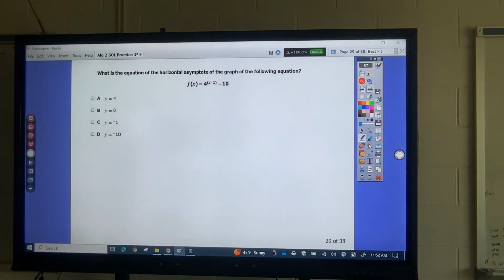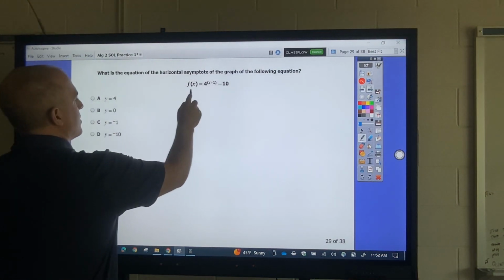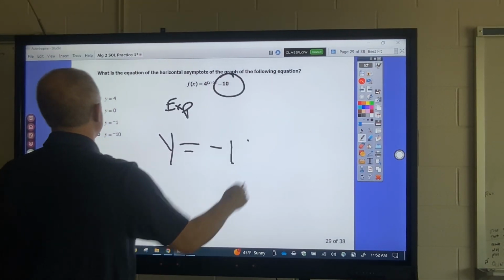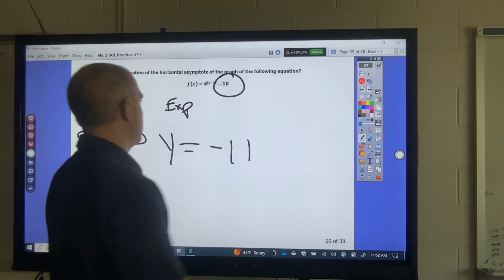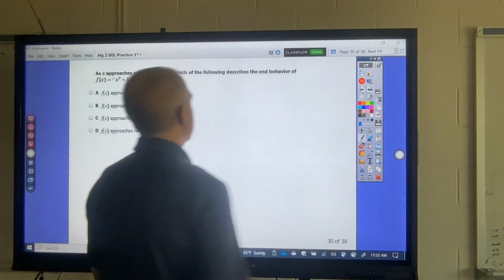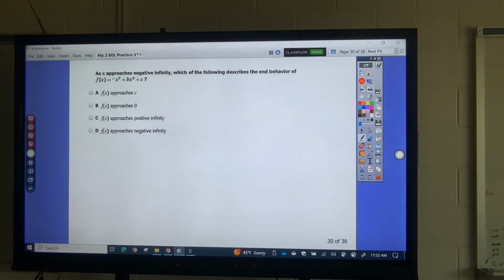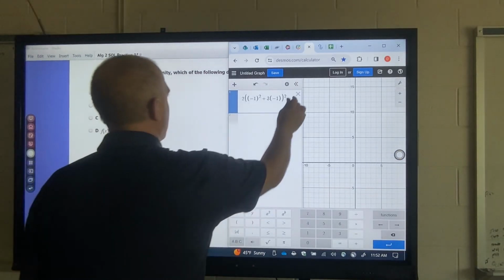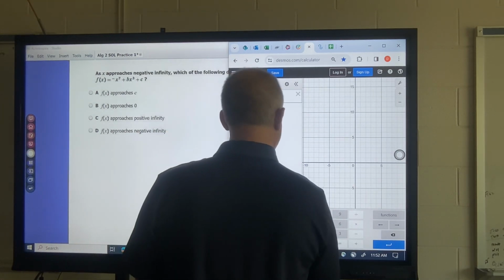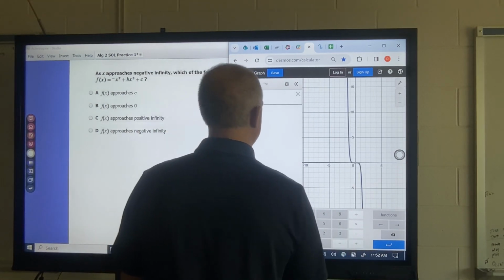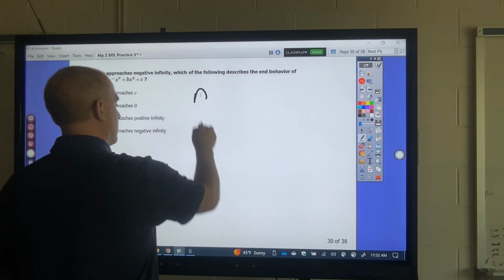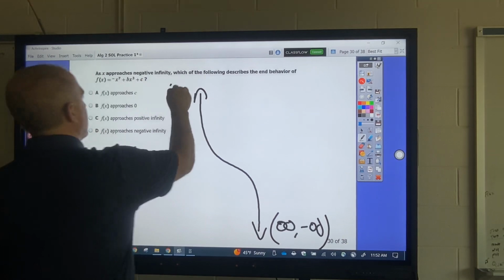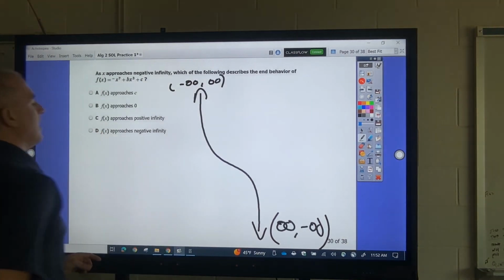Okay, what is the horizontal asymptote? Well, what we know is from an exponential, it's y equals whatever that number is, and that gives us our asymptote. As x approaches infinity, which best describes the said behavior? They're giving you some generic ones. Why don't you just put in x to the 7th, and you can see that graph. So what would that be? That would be infinity, negative. This would be negative, positive. So what best describes the end behavior?